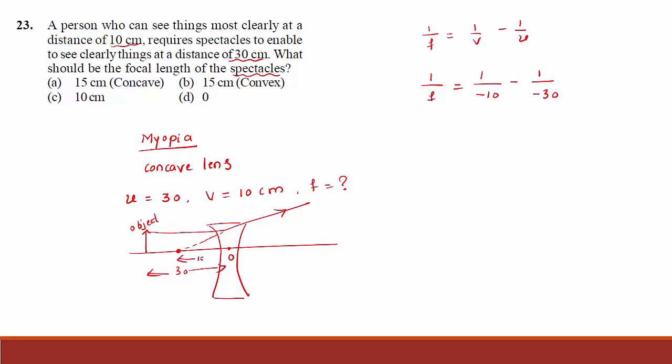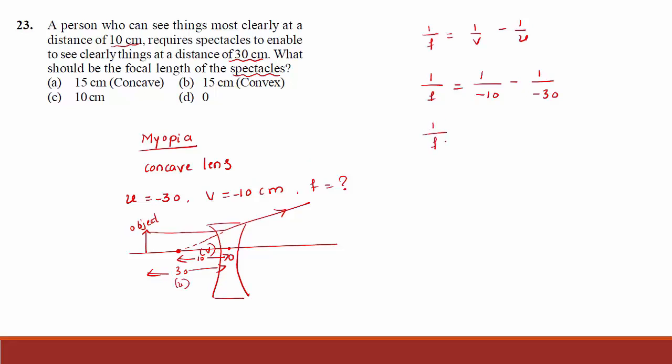This is 10 centimeter. Now object distance is U and image distance is V. Both are negative here. Object distance and image distance both are negative because according to Cartesian sign convention, all the distances are measured from optic center along the principal axis. But now here it is opposite to the direction of incident ray, so it will be negative. U and V both are negative.